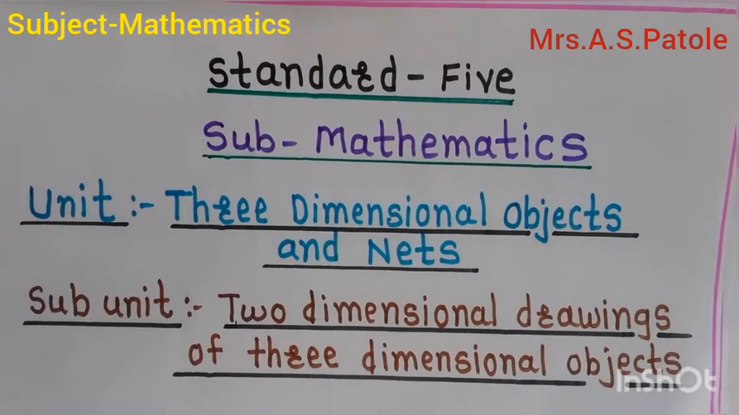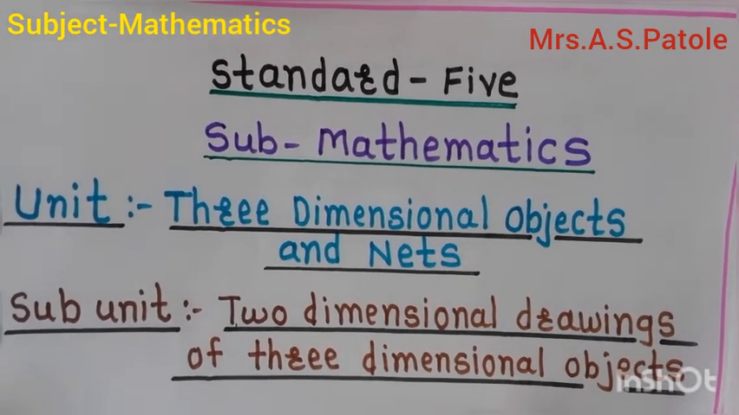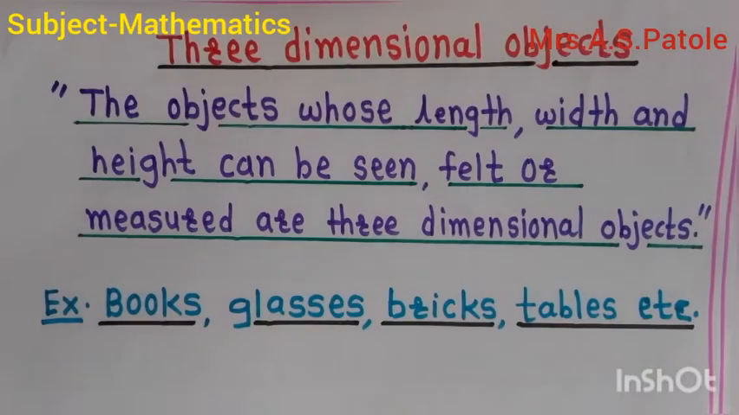Hello students, today's learning point is two-dimensional drawings of three-dimensional objects from chapter number 13, three-dimensional objects and nets, standard 5th, subject mathematics. At first we study the concept of three-dimensional objects and two-dimensional objects. First let us study the concept of three-dimensional objects.